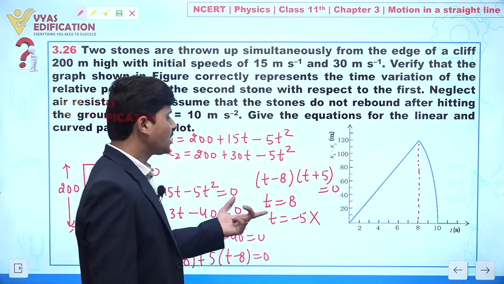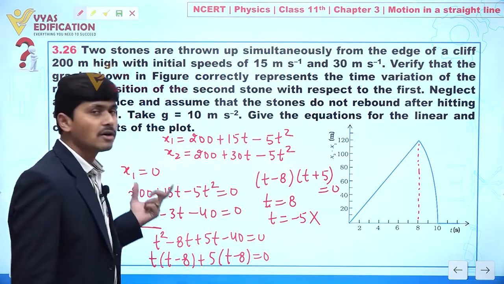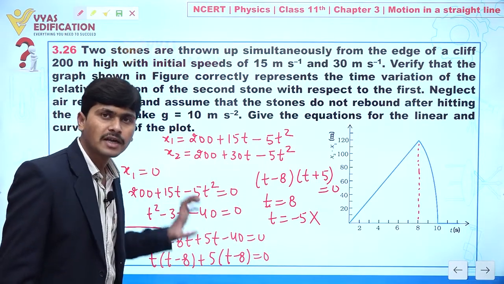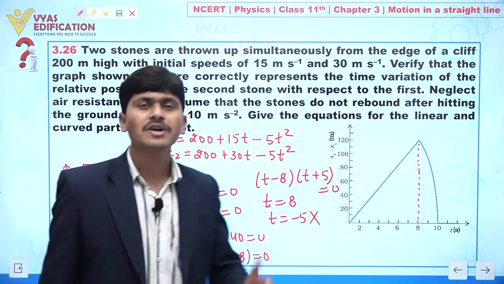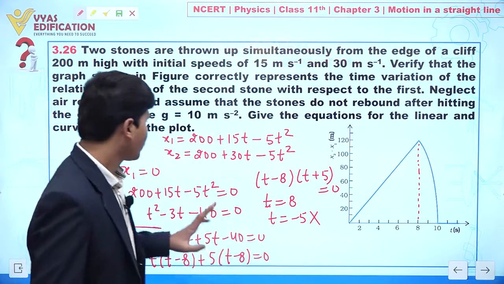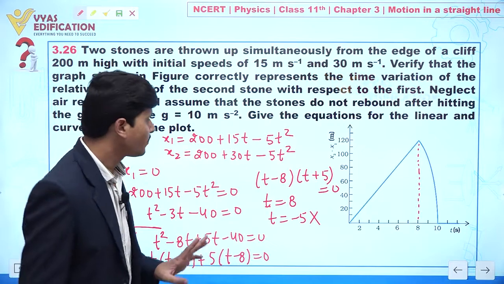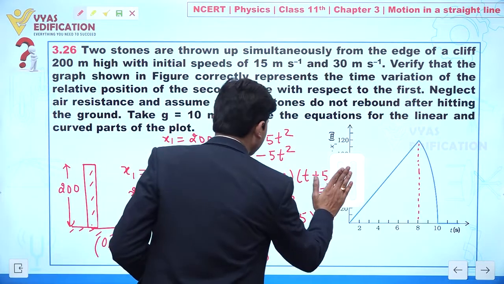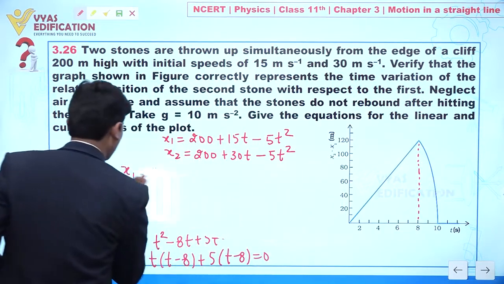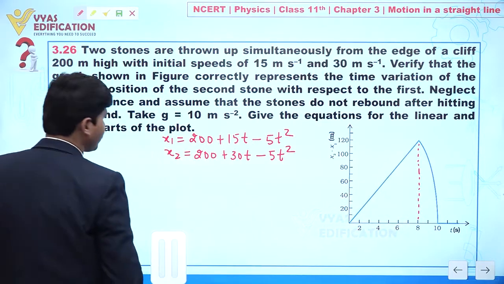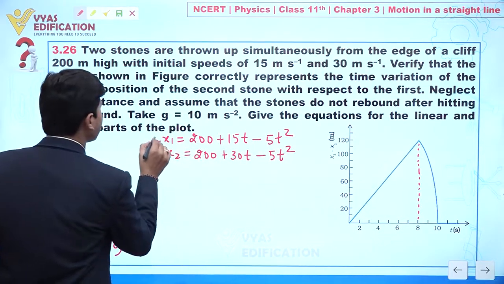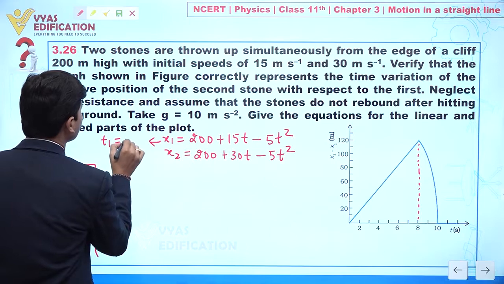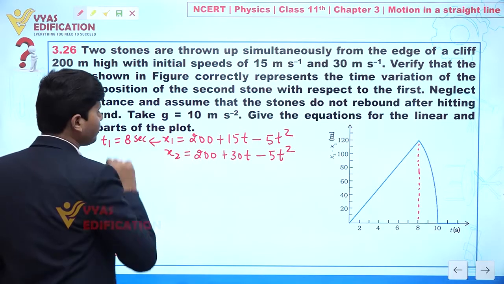Clear? So it means we can say particle, or stone number 1, it will come to rest or it will come to ground at time t equal to 8 seconds. Clear to you? Yes or no? So I am writing here. So from here we can say that this particle comes to rest at t1 equal to, or let's suppose t equal to 8 seconds. Clear to you?